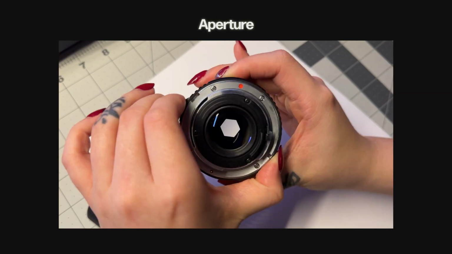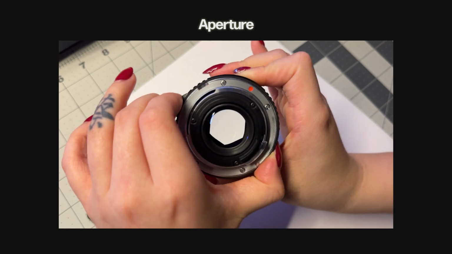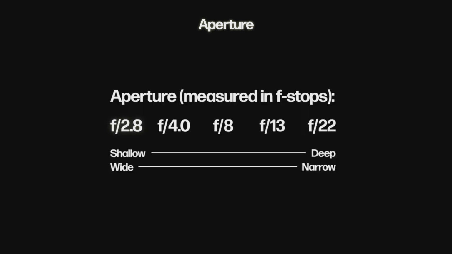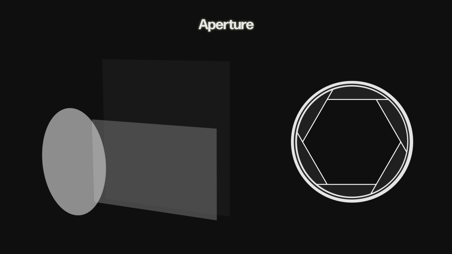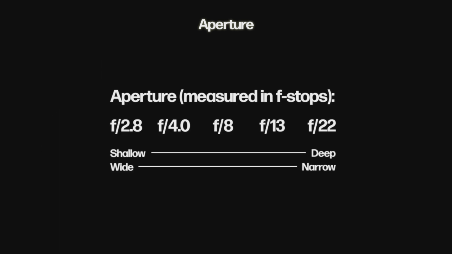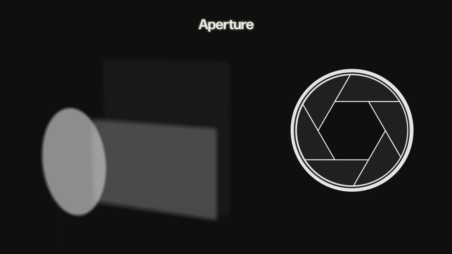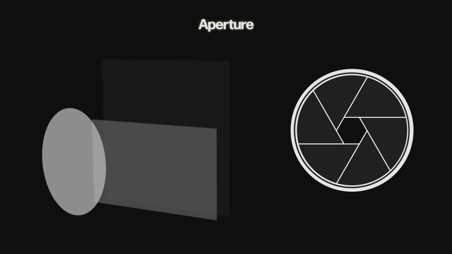The aperture of the camera controls depth of field by adjusting the size of the opening. Low f-stops, say f2.8, mean a wider aperture opening and create a shallow depth of field. High f-stops, like f13, indicate a more narrow aperture and a deeper depth of field.